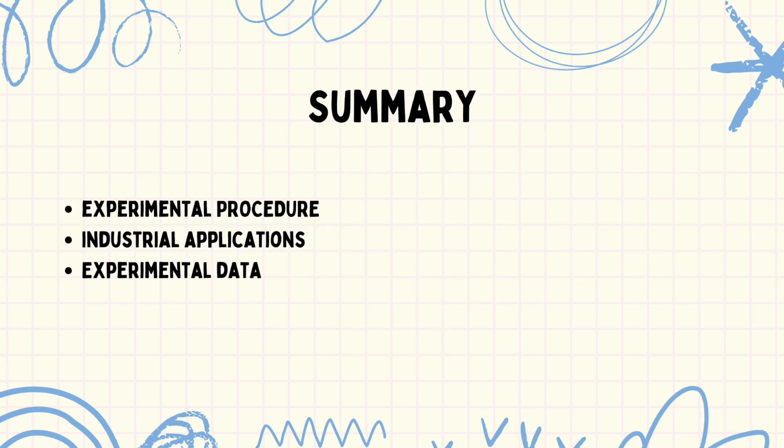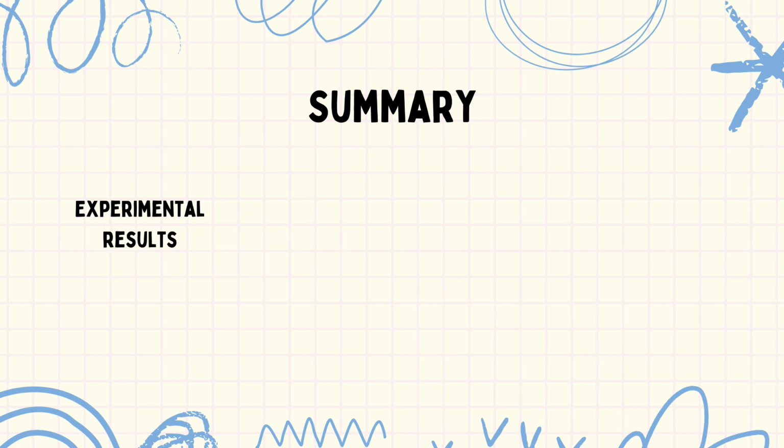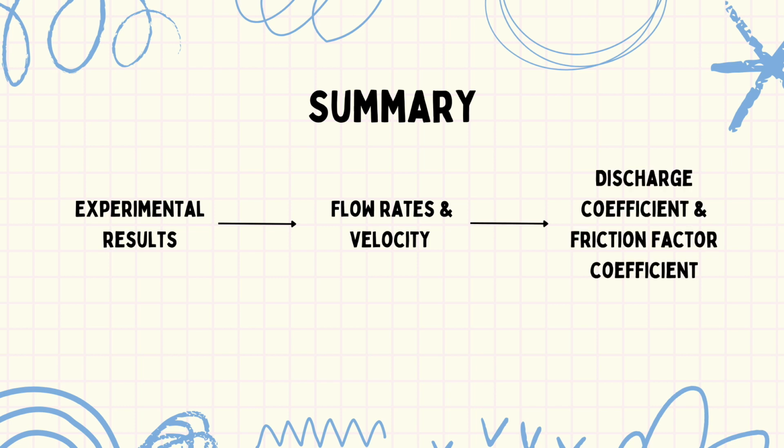In this video, we will talk about the method used to conduct this experiment, industrial applications, and will present our data collected. From our experimental results, we were able to calculate the flow rates and the velocity of water through the pipe fittings. These were used to satisfy the objective of the experiment, which was to find the discharge coefficient of the orifice plate and also the friction factor of the pipes.